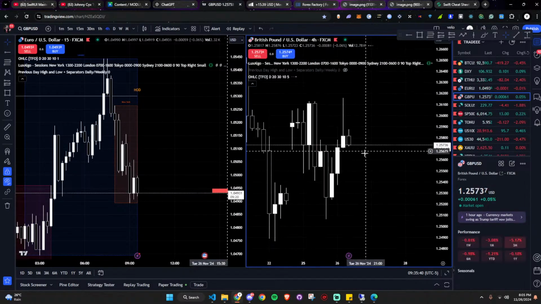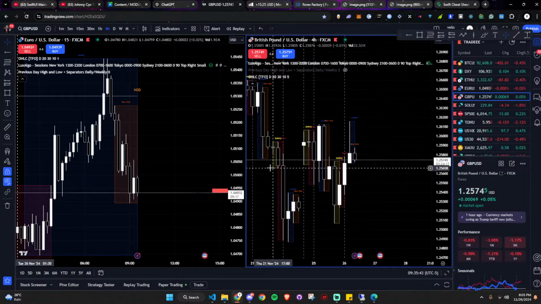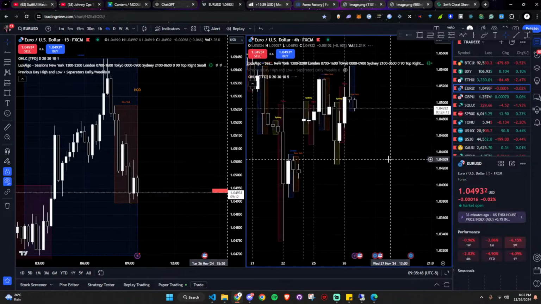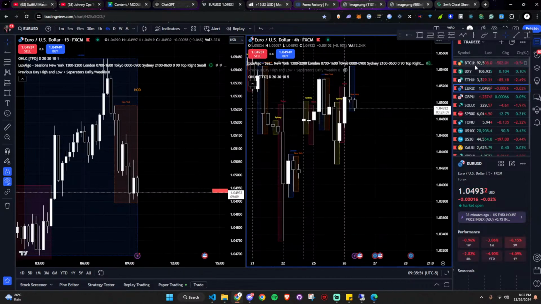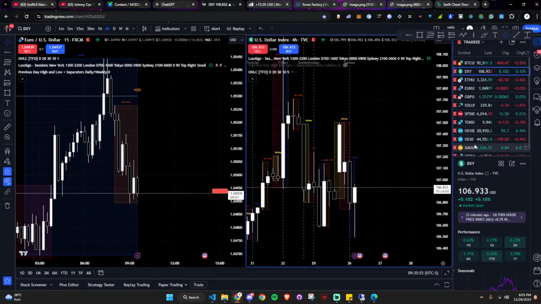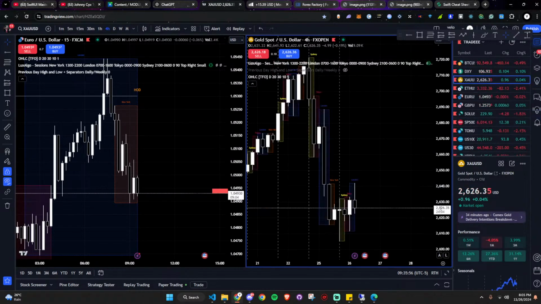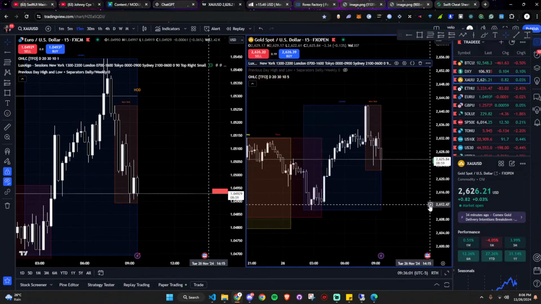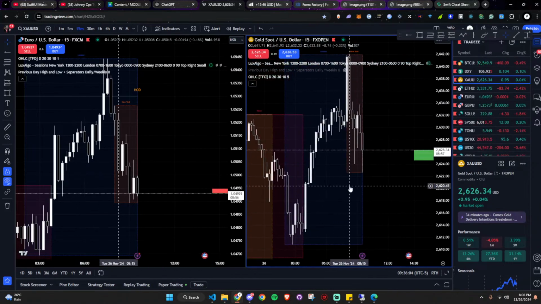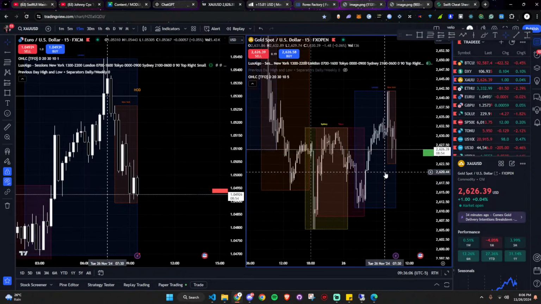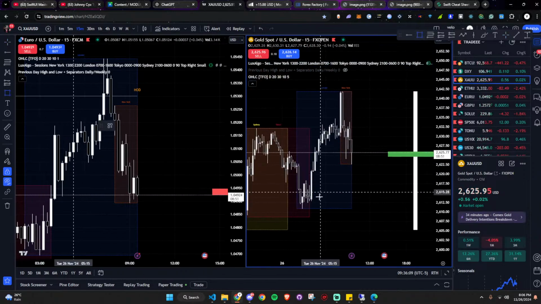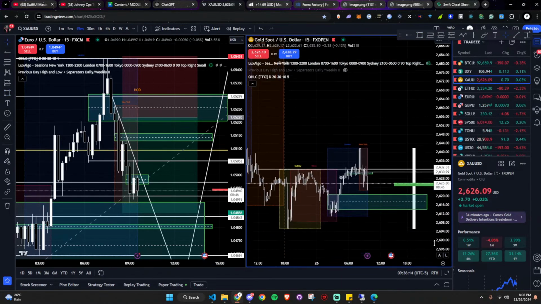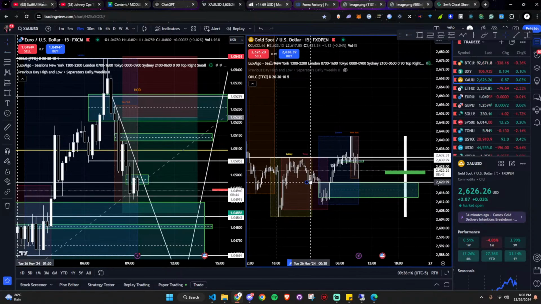NQ. EBP USD. Let's see. It's rejecting this level. Oh, that's you. Yeah, okay. Gold. Interesting. Sort of using this inverse fair value gap. If it retests this level again.